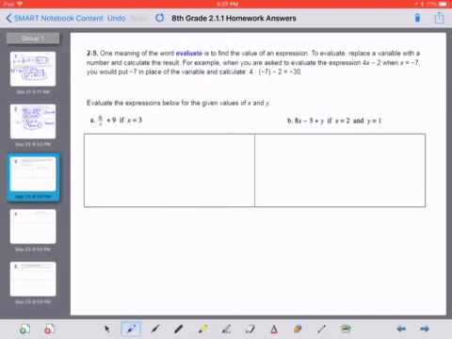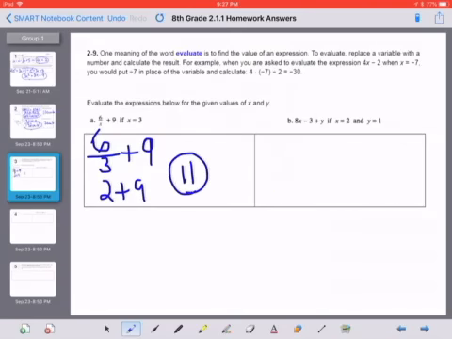The next problem was on evaluating. It said one meaning of the word evaluate means to find the value of the expression. So in order to do problems like this, we just replace the variable with the value. So in A, it said that X was 3. So I just rewrite it as 6 divided by 3 plus 9, which is 2 plus 9, or 11.